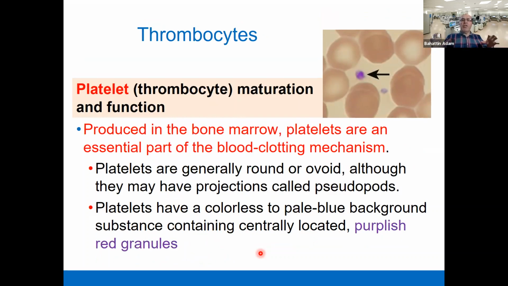Okay, platelets are generally round or ovoid. They have a colorless and pale blue background. You will be familiar with each of them by time. It is really hard to differentiate these kinds of white blood cells and thrombocytes from each other in a short time. But if you work with the types of blood cells, you will be familiar with them.